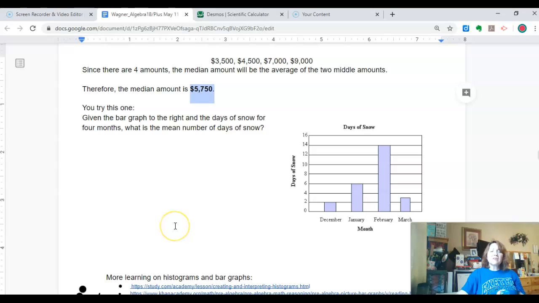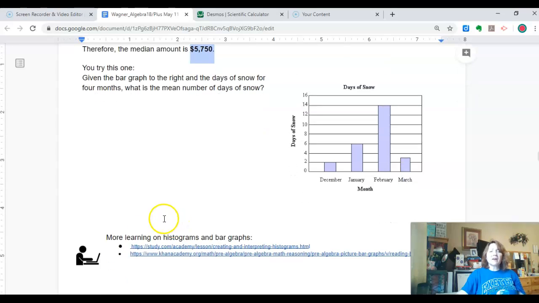So it says, why don't you try this one? Given this bar graph to the right and the days of snow for 4 months, what is the mean number of days of snow? Okay, so let's just take a quick look at that. All right, so I'm just going to look at my data here. So we have 2 days of snow, right? And then we also have 6 days of snow. And then we also have 14 days of snow. And then we have about 3 days of snow.